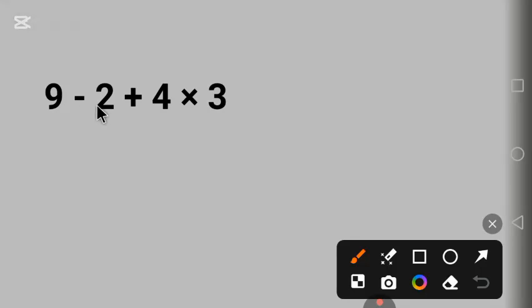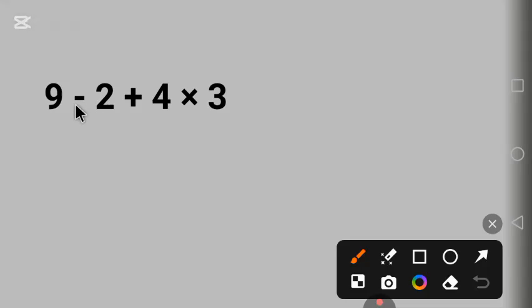Some people will solve this question, as simple as it is, and still get the wrong answer. The reason is that they didn't follow the order of operation. They just begin solving from left to right. That is the common mistake people make when solving this kind of question, and that is the reason why they will get the wrong answer.